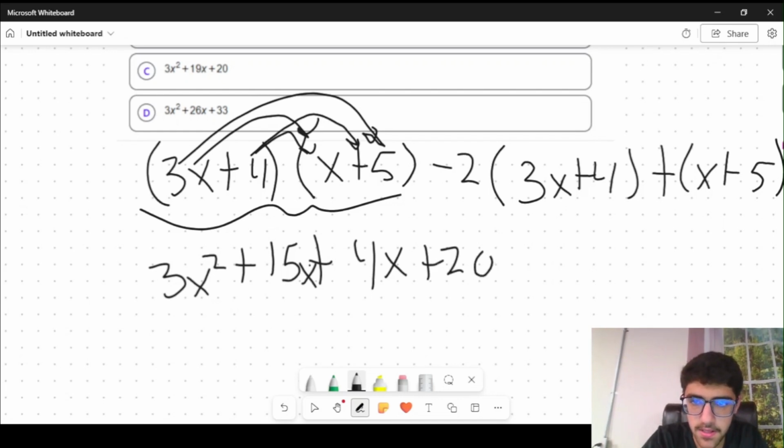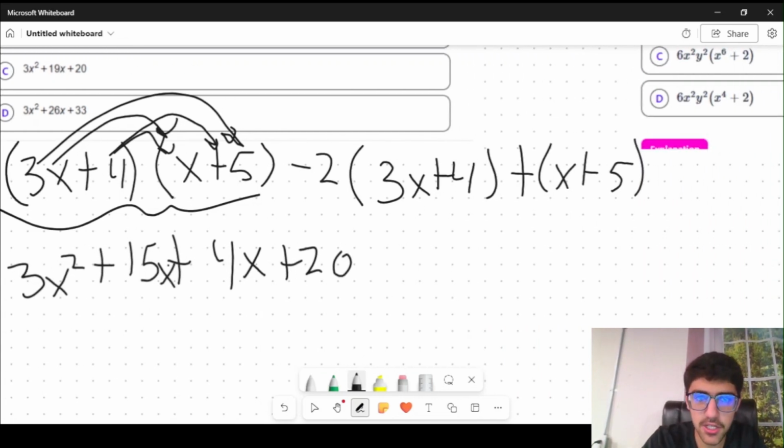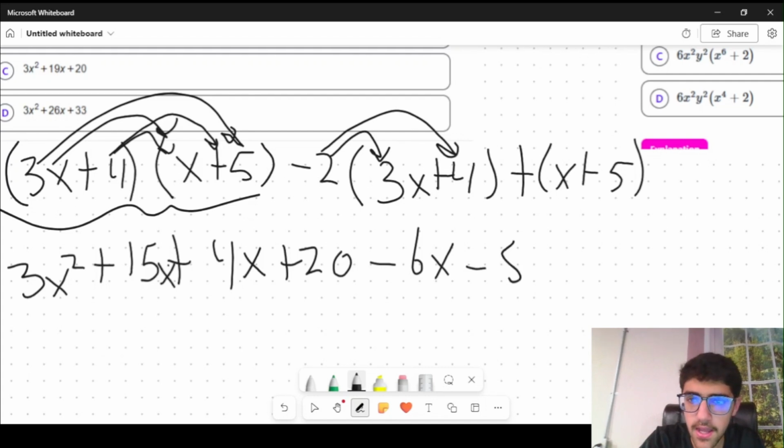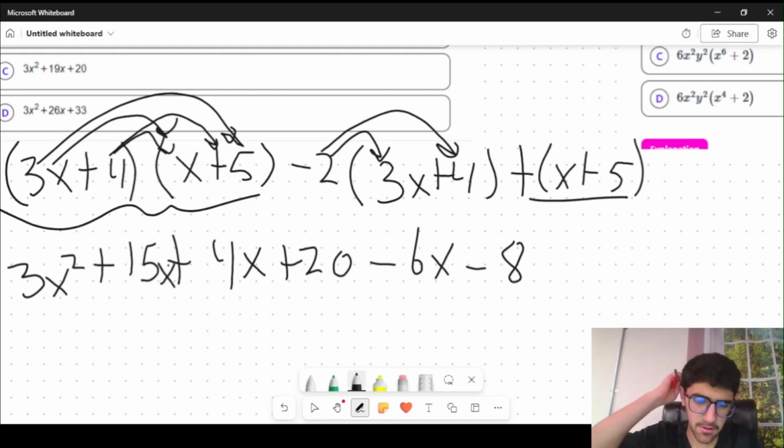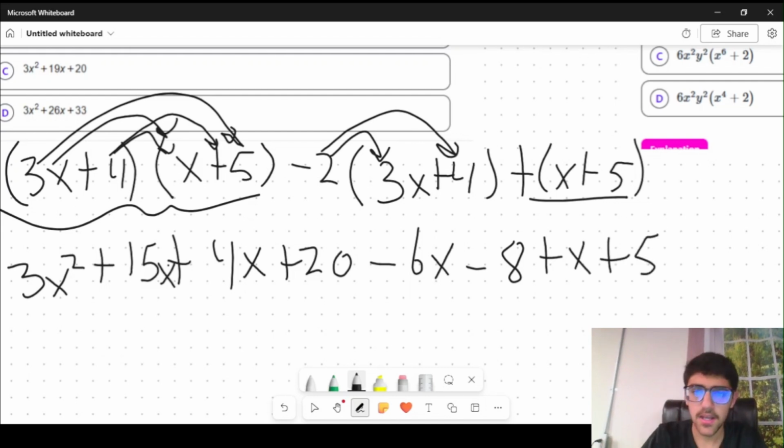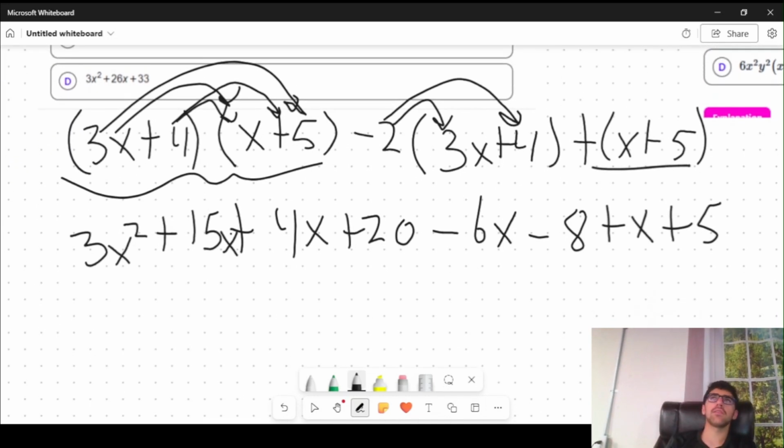Plus 20. And then we come here, let's distribute the 2. So negative 2 times 3x, and negative 2 times 4. Negative 2 times 3x is minus 6x. Negative 2 times 4 is negative 8. And then we just copy this down, and we can remove the parentheses now because it's not as confusing. Plus x plus 5.